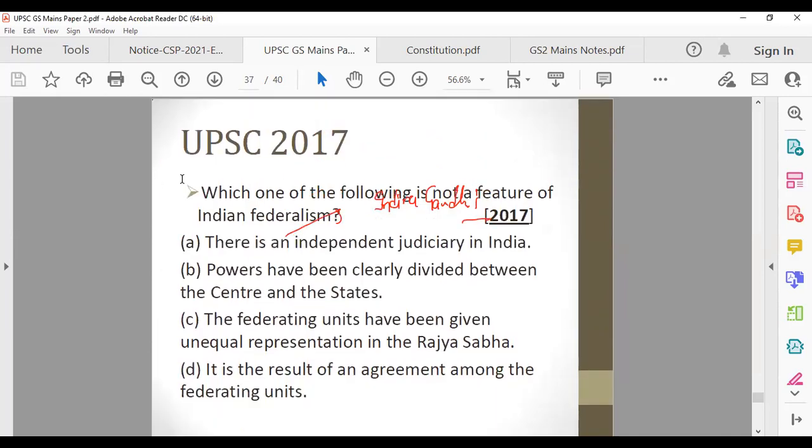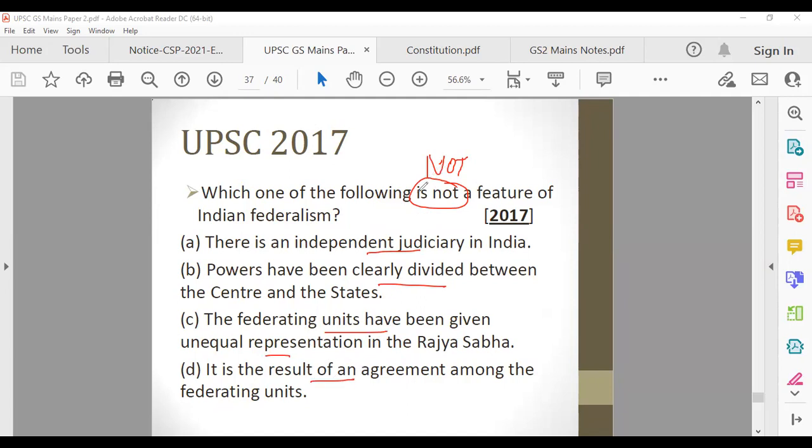This was a question which was asked in UPSC 2017. Have a look at it. Good question. Don't get complacent. Have a look at it and try to get it correct. Which is not a feature of Indian federalism? Pause me, I speak a lot. Pause me, answer it, and then unpause me. Independent judiciary, power has been clearly divided, federating units have been given unequal representation, result of an agreement.